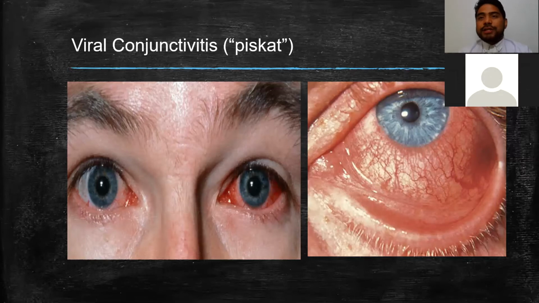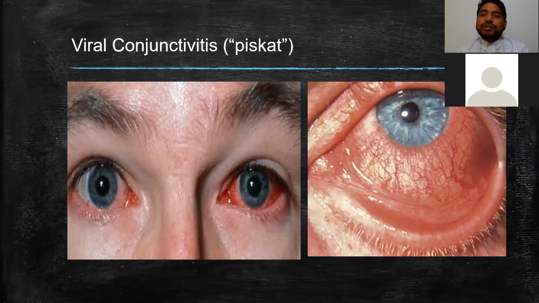However, it's important to remember that piscat doesn't really cause blurring of vision or eye pain. So it's not painful, just sticky discharge. And it doesn't cause loss of vision. It just causes eye discomfort, tearing, redness. So if you experience any eye pain or blurring of vision, most likely it's no longer piscat. So in this case, you should go see an eye doctor when you can.